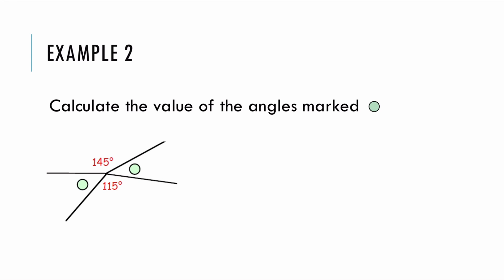In this one, we have two missing angles. Since they are marked with the same symbol, we know that they must be identical. So we're still going to start by adding together what we know. So we're going to add together 145 with 115. 5 plus 5 is 10, 4 plus 1 is 6, and 1 plus 1 is 2: 260.